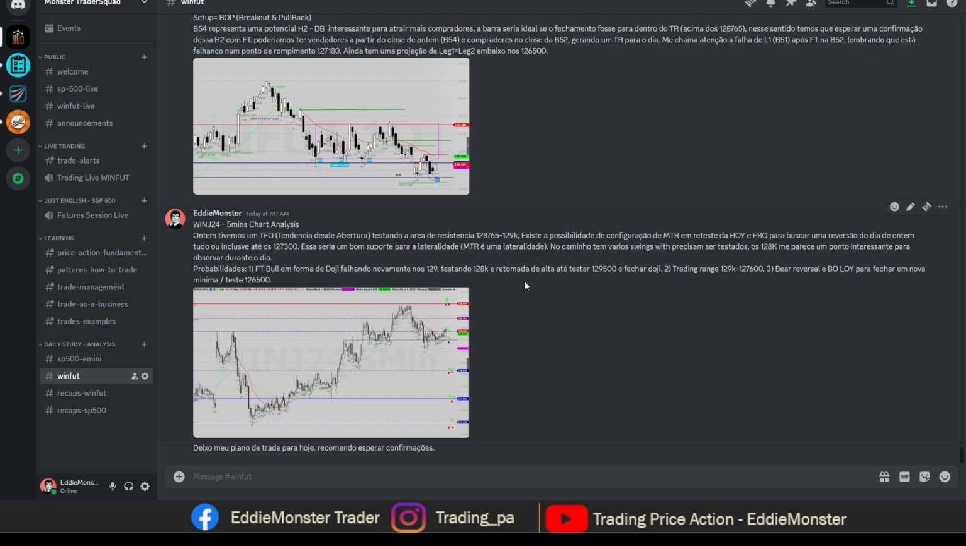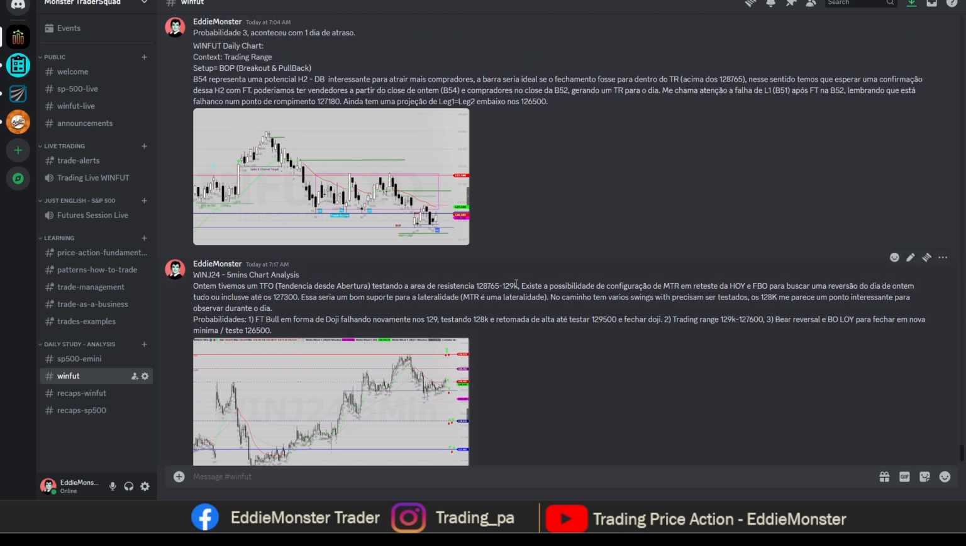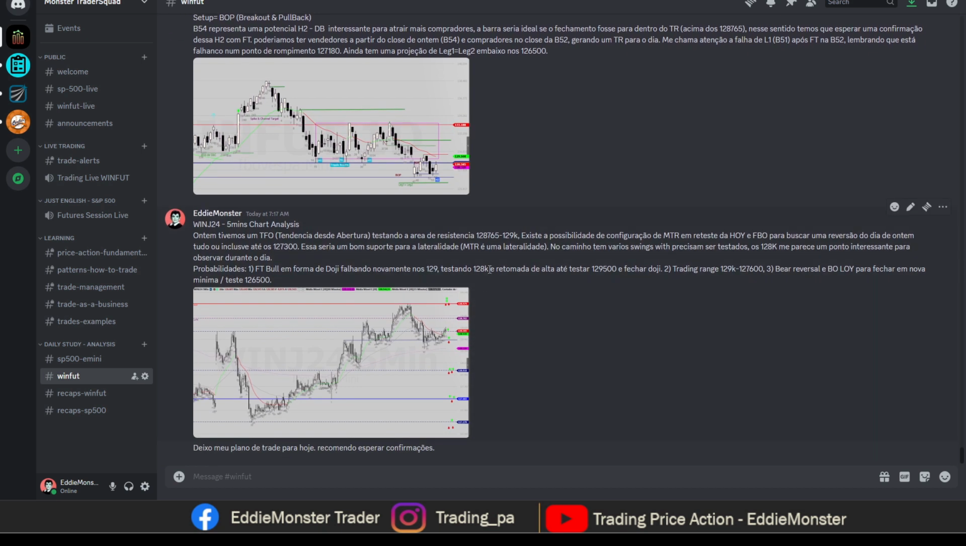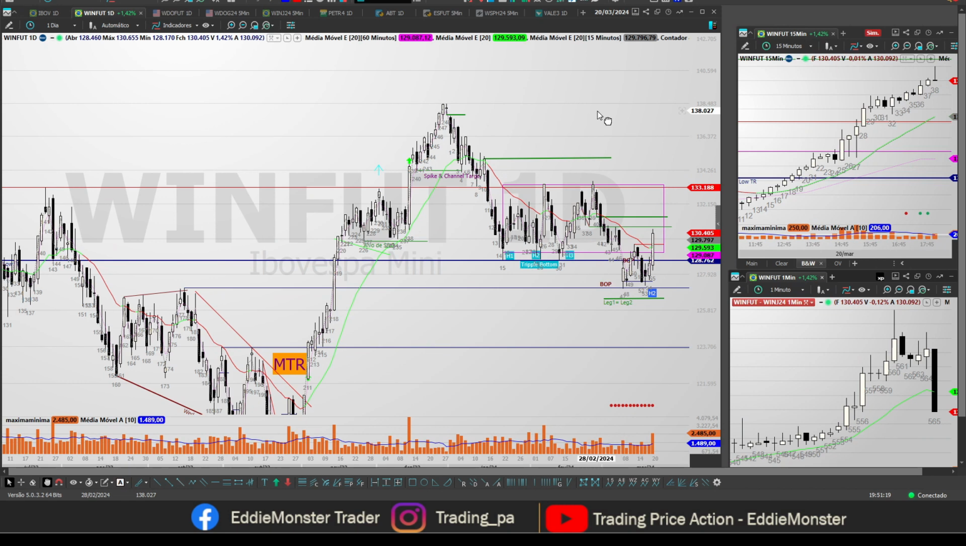Obviamente, já tinha há muito tempo falado que se romper o 129K, o 128,65, essa área aqui de resistência, poderia ir buscar preços bem para cima, bem mais rápido, né? Era isso que a gente poderia antecipar. E o dia de hoje passei o dia todo falando sobre essa possibilidade, né? Mas vamos lá, como que a gente poderia operar um dia como esse, né?